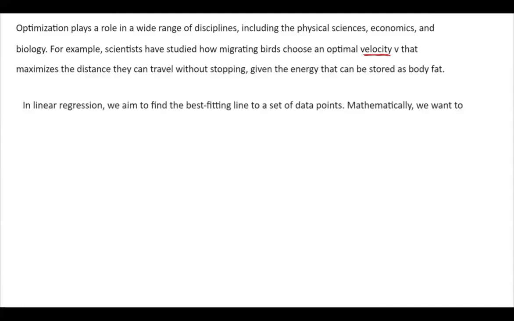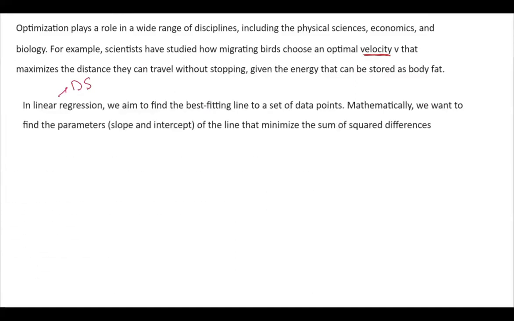In linear regression, which is a hot topic for data science, we aim to find the best fitting line to a set of data points. Mathematically, we want to find the parameters, like slope and y-intercept, or the coefficients of the line that minimize the sum of squared differences between the observed values and the values predicted by the line.